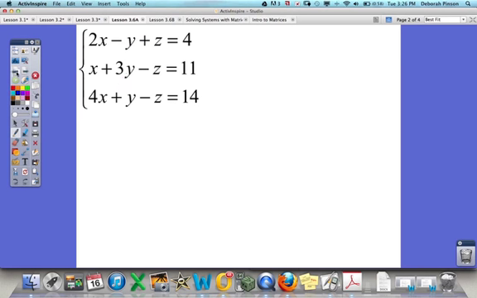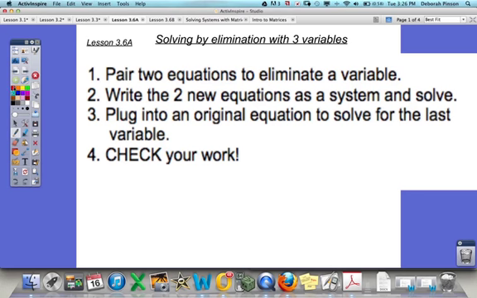Now, 3 variables is more complicated than 2, so today we're just going to focus on elimination. Tomorrow, in 3.6b, we'll look at substitution. Now, I wrote out your steps here. I think they'll make more sense once we've actually looked at a problem or two. But let me go ahead and read through these. Pause it for a minute if you need more time to write them down.